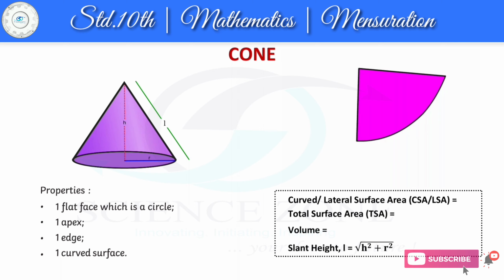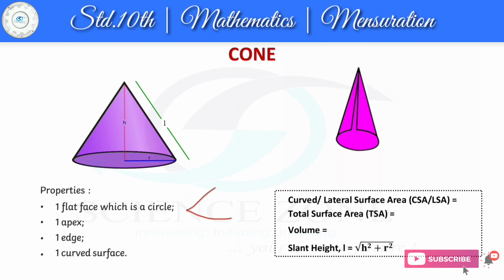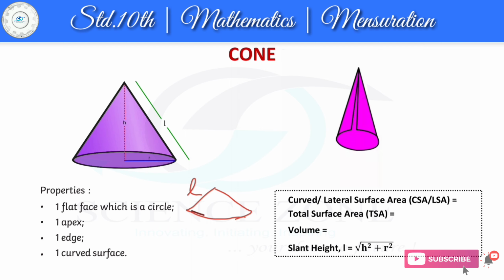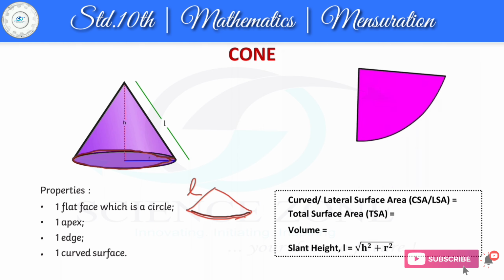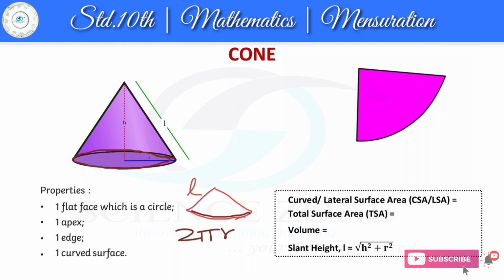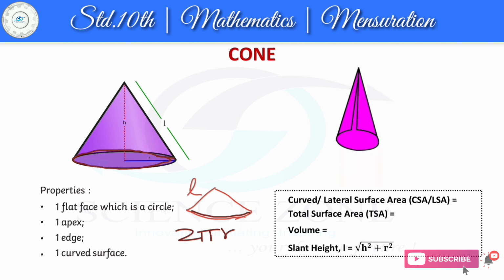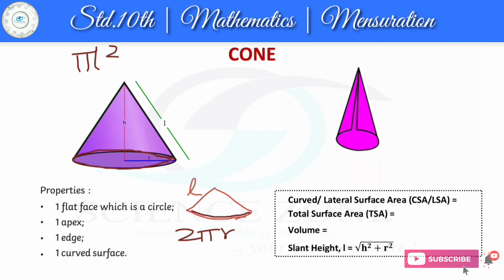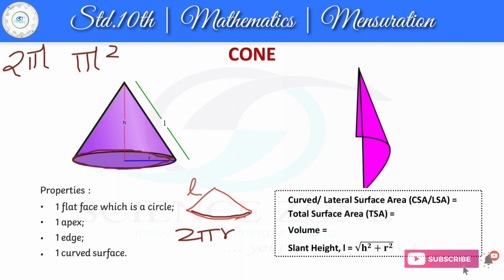By cutting the cone along its slant height, we will get a sector shape. This sector shape will have L as its radius, and the length of the arc of this sector will be equal to circumference of the base of the cone, that will be 2 pi r. Now, this sector from which the cone is formed must be a part of a larger circle with radius L. Area of that circle will be pi L square, and the circumference of that circle will be 2 pi L.